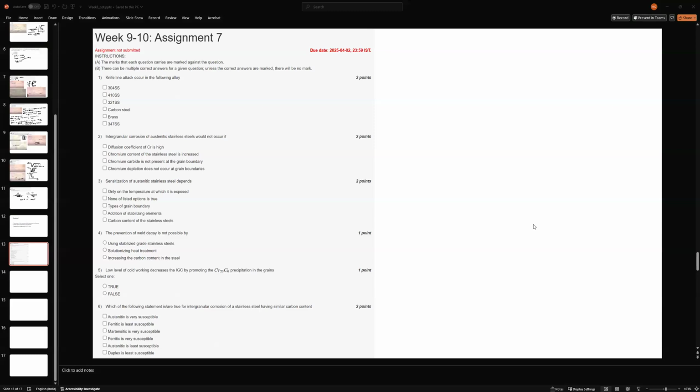We can discuss this more. Intergranular corrosion in austenitic steel would occur, would not occur. I think they're all covered in lectures. Question 3. Sensitization of austenitic steel depends on what factors?